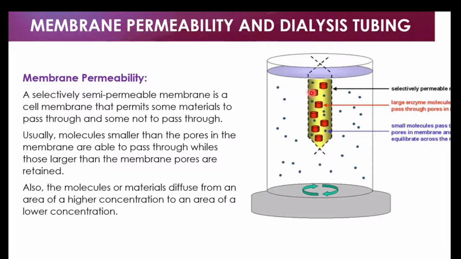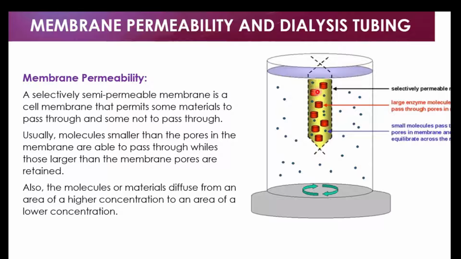So from this picture or diagram over here, this is our selectively semi-permeable membrane tied at both ends. This is one end and this is the other end, and dipped in a solvent of a lower concentration, say distilled water in a beaker. Also, the molecules in the dialysis tube are of a higher concentration, but with different molecular sizes or molecular weight.